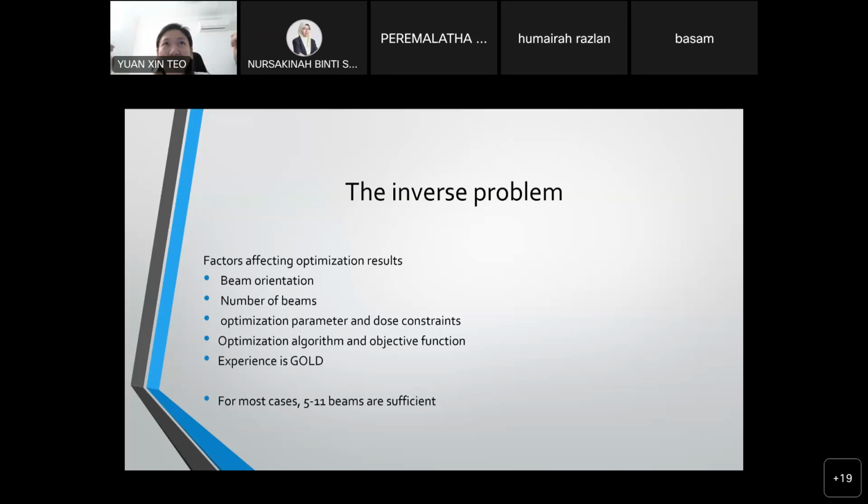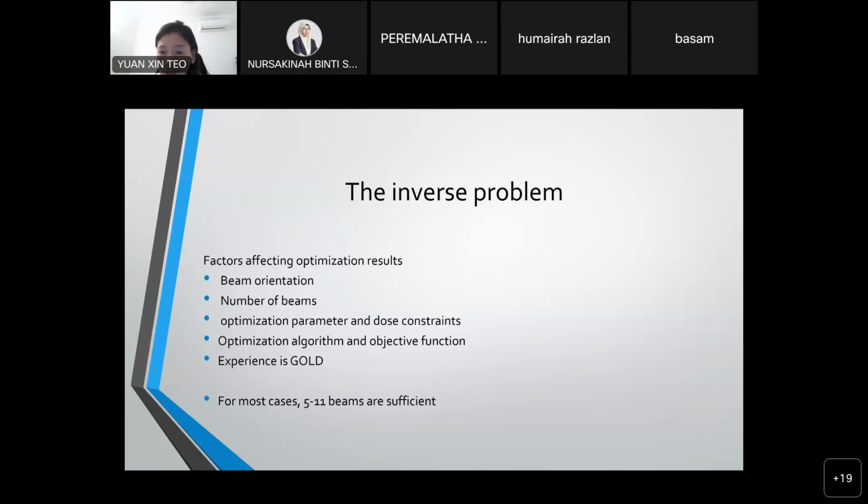So everything adds up. Actually, experience is gold. If you have done 100 cases compared to someone who has only planned 20 cases, for sure the 100 case planner will win over the 20 case planner. Experience is gold. You learn from doing all these plans one by one. And then there is also a very important factor in IMRT only.